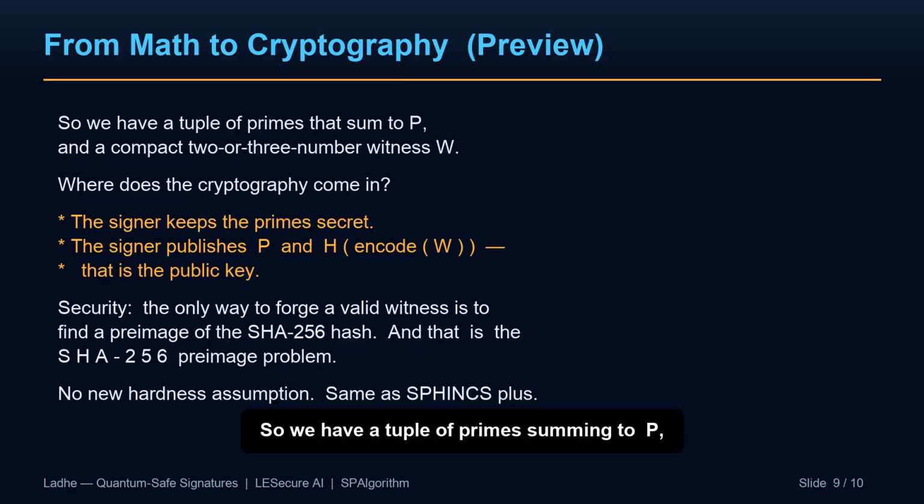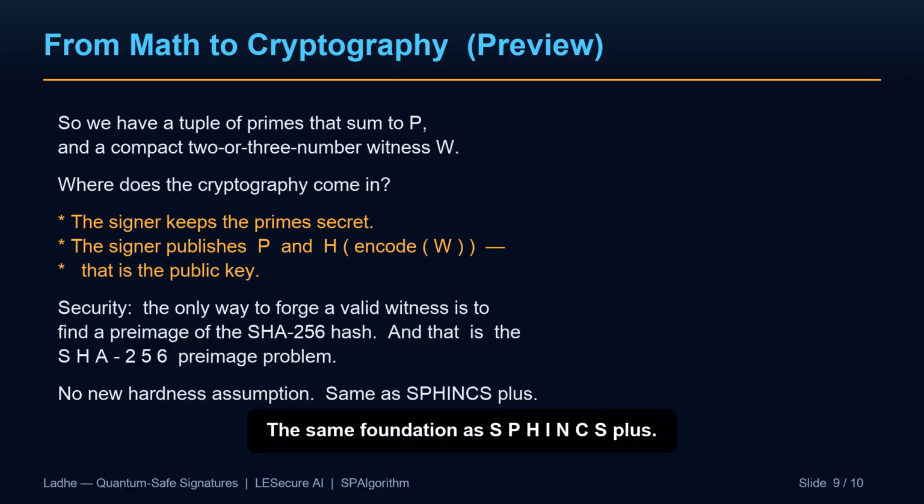So we have a tuple of primes summing to p, and a compact 2 or 3 number witness W. Where does the cryptography come in? The signer keeps the prime secret. The signer publishes p and the SHA-256 hash of the encoded witness. That is the public key. Security comes from the hash. The only way to forge a valid witness is to find a preimage of the SHA-256 hash, and that is the SHA-256 preimage problem. No new hardness assumption.